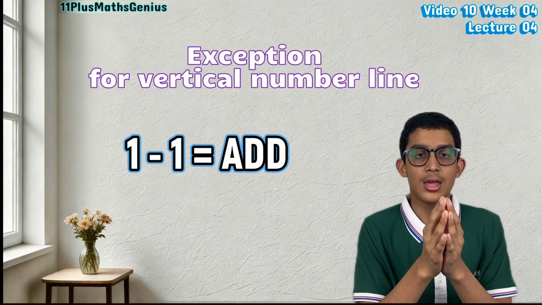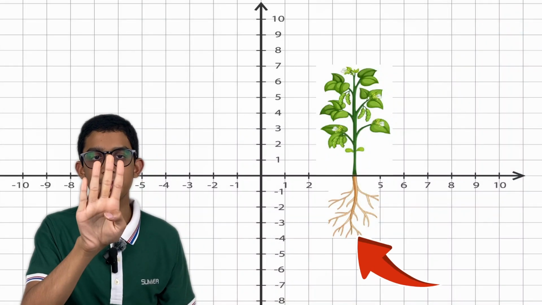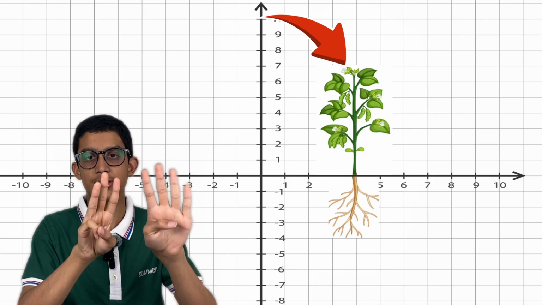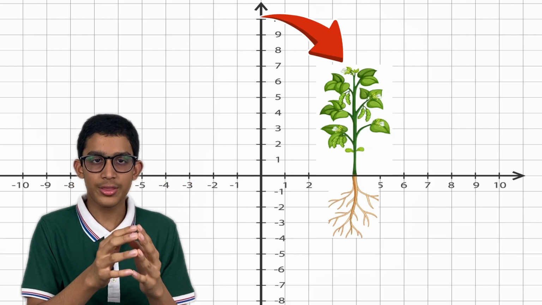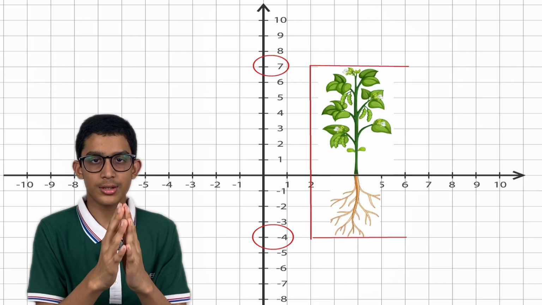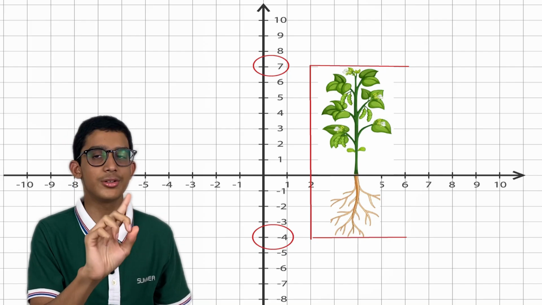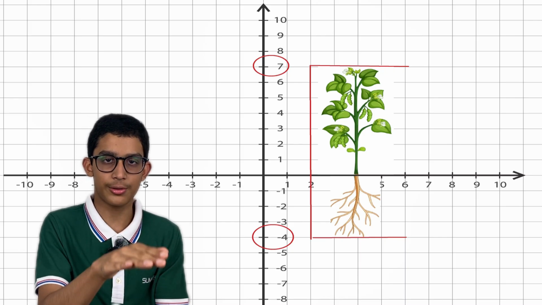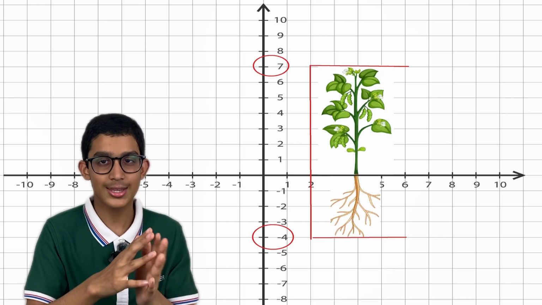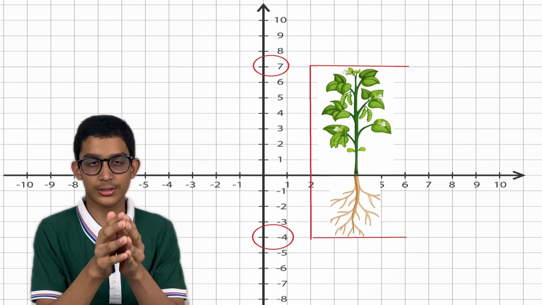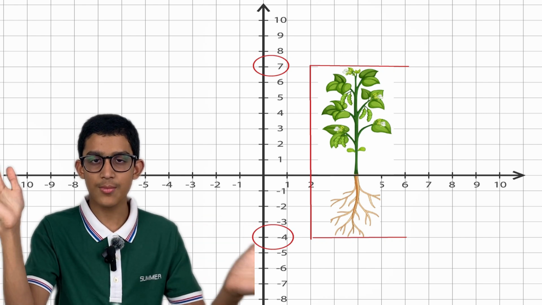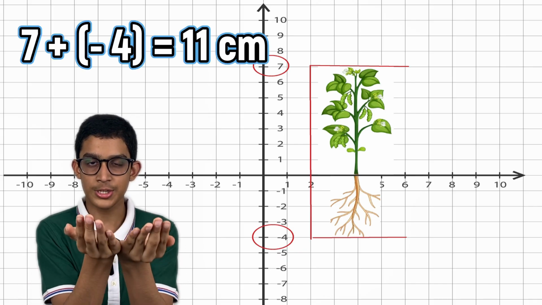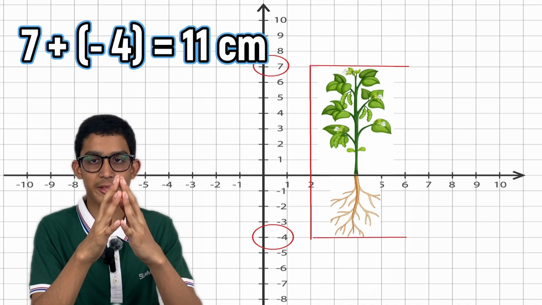For example, a plant has a -4 centimeter root underground, and the plant is 7 centimeters tall. How long is the plant with its roots? In this case, -4 centimeters does not actually mean it is a negative number. Rather, it means how long it is under the ground. So, when we calculate the total distance, we must add them all. So, the answer is 7 centimeters plus 4 centimeters equals 11 centimeters tall.